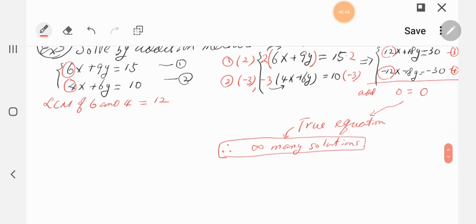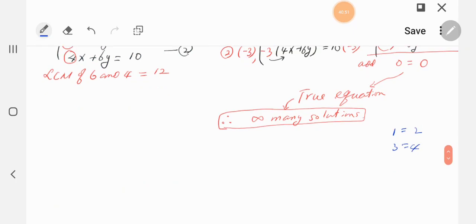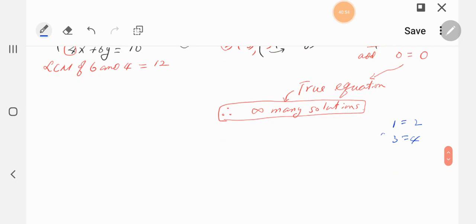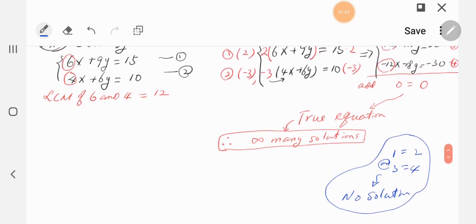If, for example, our result is not true, like 1 equals 2 or 3 equals 4, then what's our conclusion? There is no solution. On the other side, we may have a system of equations whose result is not true. That means two lines are parallel. Same slope, but with different location. So always be careful.